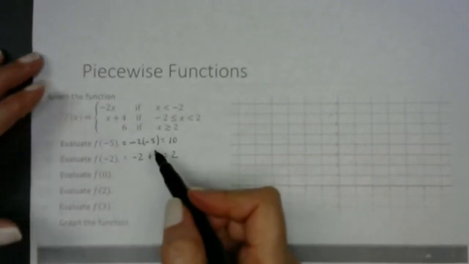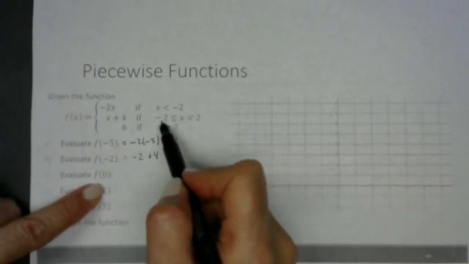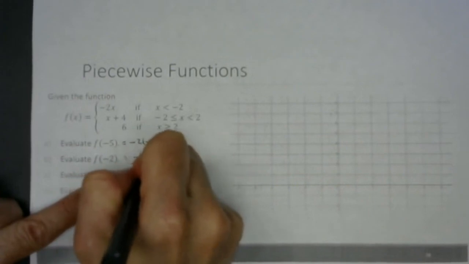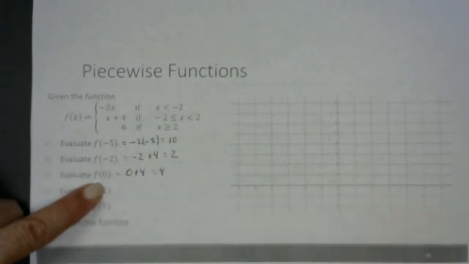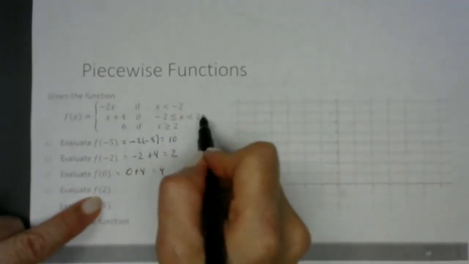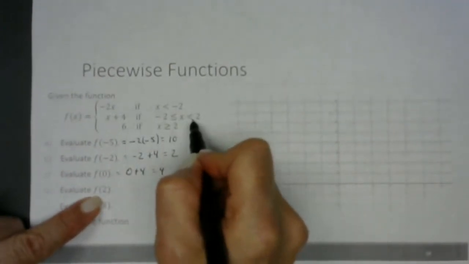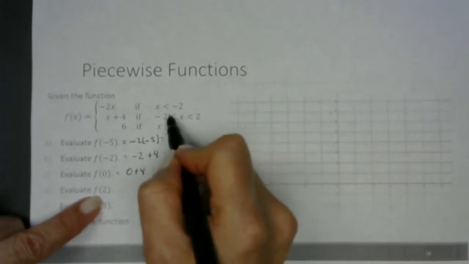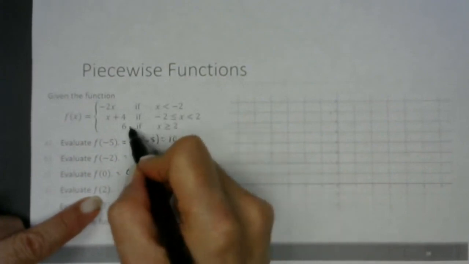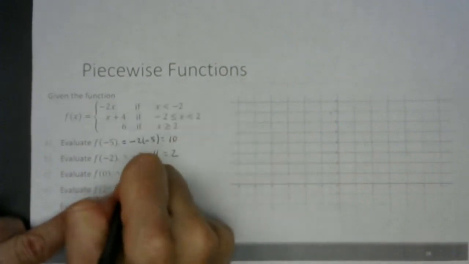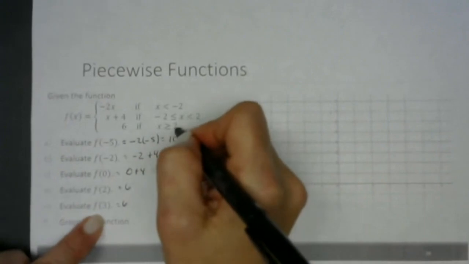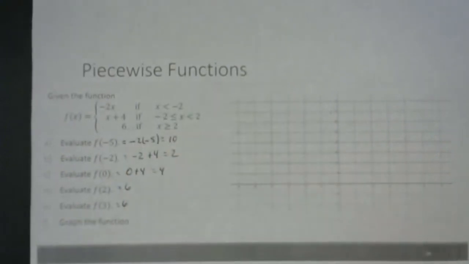All right. What about f of 0? Well, f of 0 fits in that second interval, right? So that's just going to be 0 plus 4, or 4. How about f of 2? Does that still fit in that second interval? No. x has to be less than 2. We have to move down to the third interval where x is greater than or equal to 2. That means f of 2 is simply going to be 6. f of 3 is also going to be 6 because when x is 3, it's still greater than 2, and it's going to be a constant function.